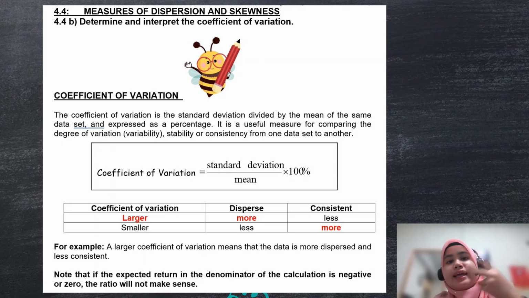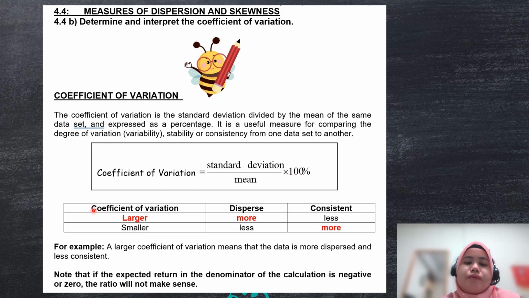Okay, let's continue with our second learning objective for this lecture. 4.4b, determine and interpret the coefficient of variation. Another simple content that you will learn at this lecture. Our COV is the standard deviation divided by the mean of the same data set and is expressed as a percentage. It is a useful measure for comparing the degree of variation or variability, stability, or consistency from one data set to another. So, COV is equal to standard deviation divided by mean multiplied by 100%.